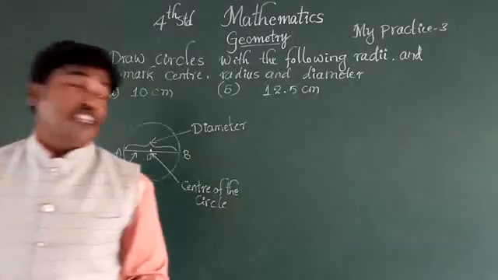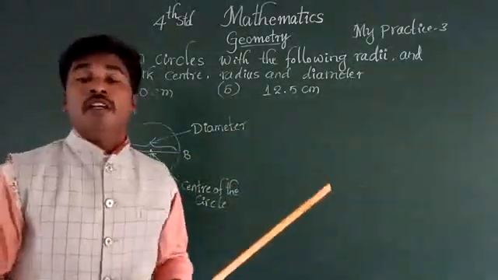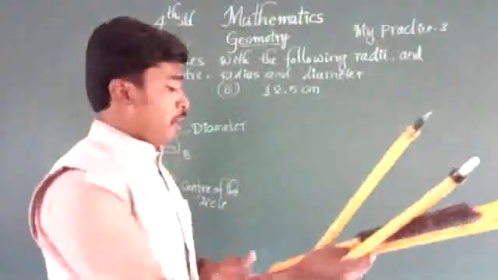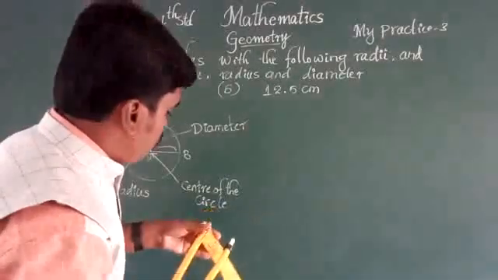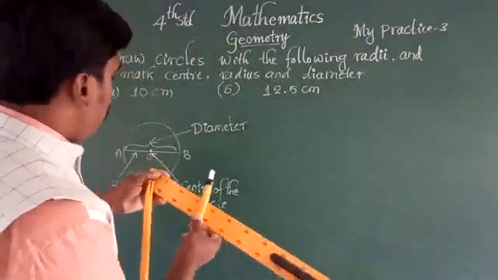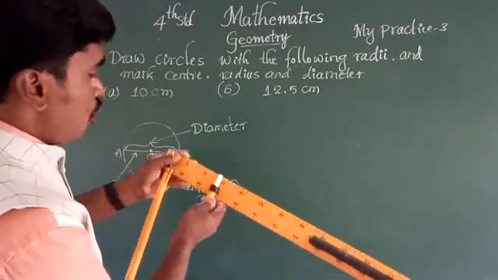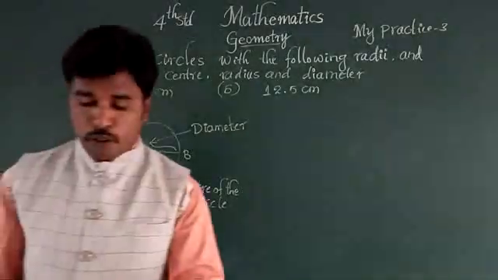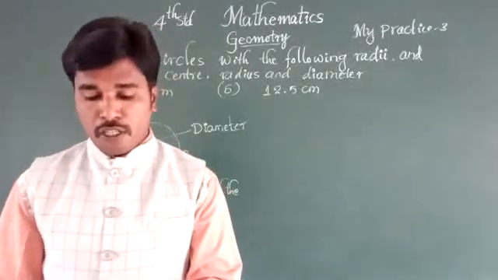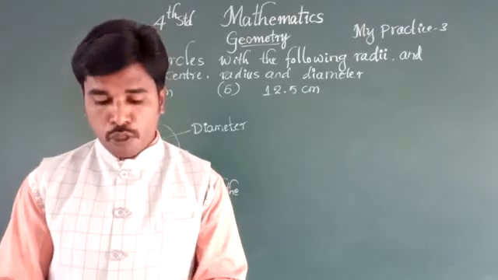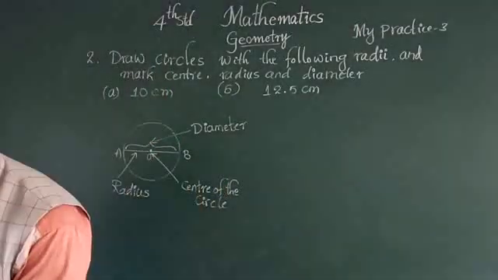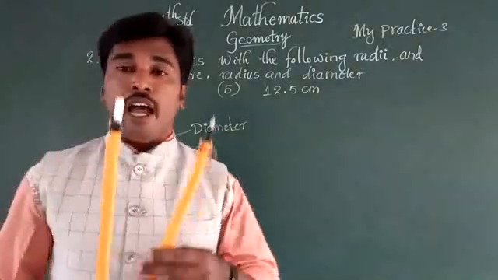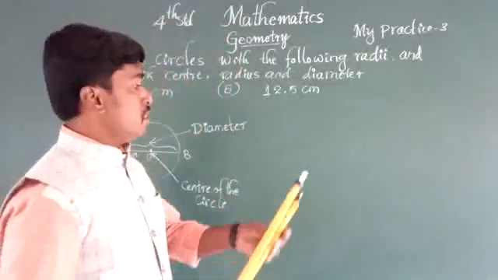Okay, now you come to the second diagram, dear children. Second circle, the measurement is 12.5 centimeter. Take out the ruler and also the compasses. Keep the pointer exactly at O, and the other point, in your pencil, should have the length of 12.5 centimeter. I have taken 12.5 centimeter radius.